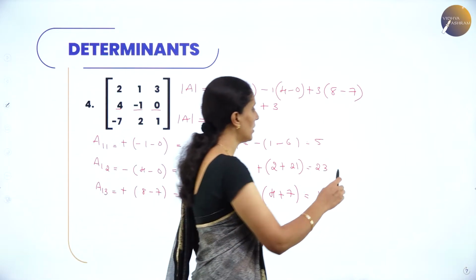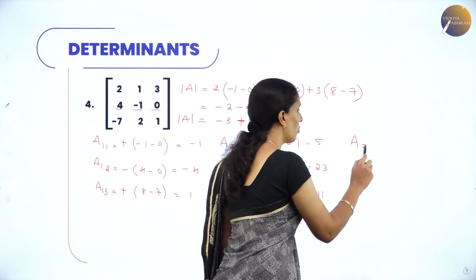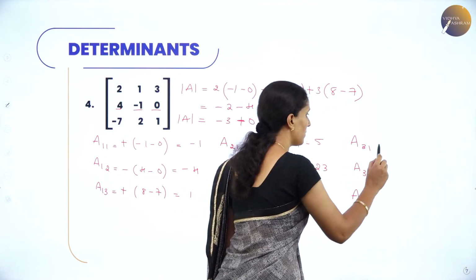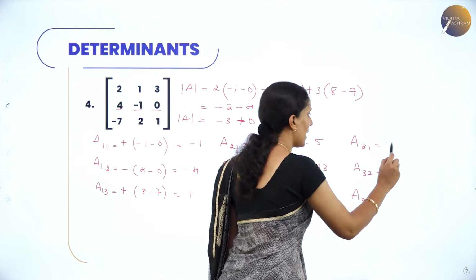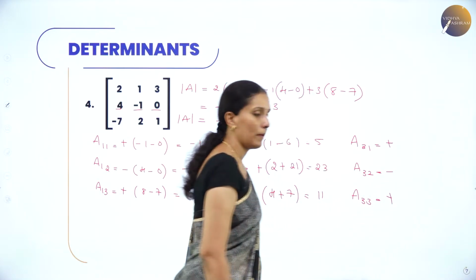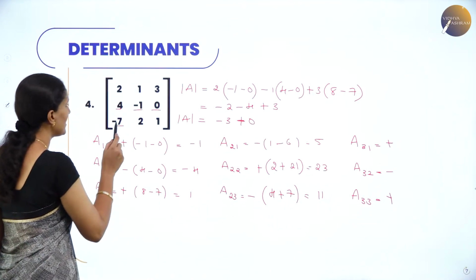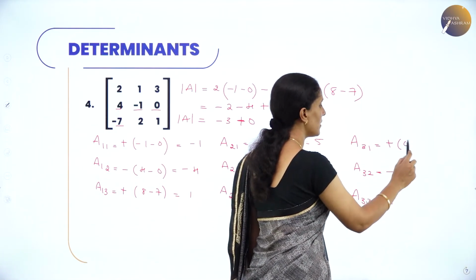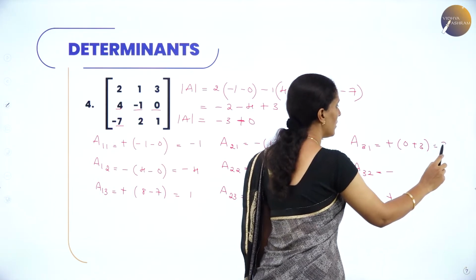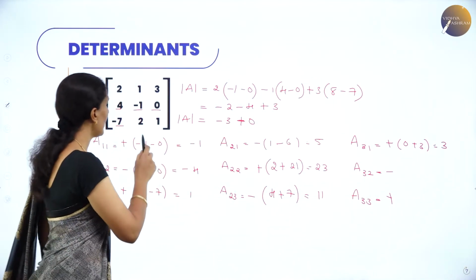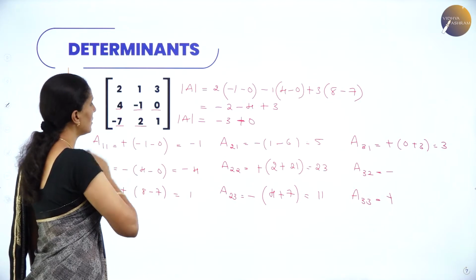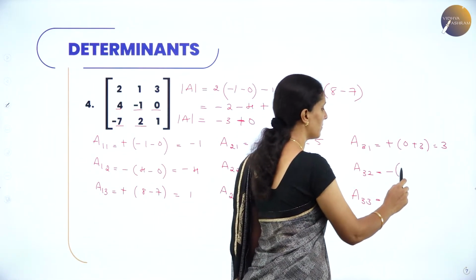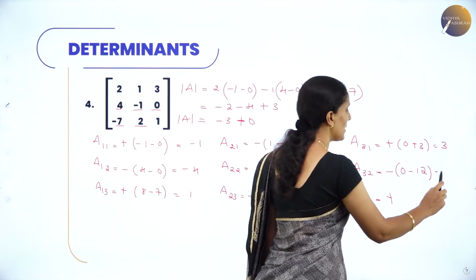Next we will find out the last 3 cofactors A31, A32, A33. And the sign will be plus, minus, plus. So for minus 7, 0 plus 3. So here it is 0 plus 3. So the value is 3. Next for 2 it is, delete the row, delete the column, 0 minus 12. So which becomes plus 12.